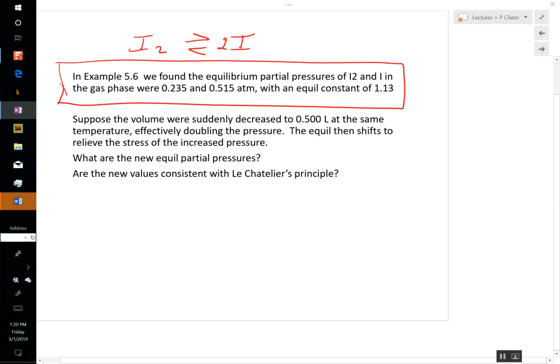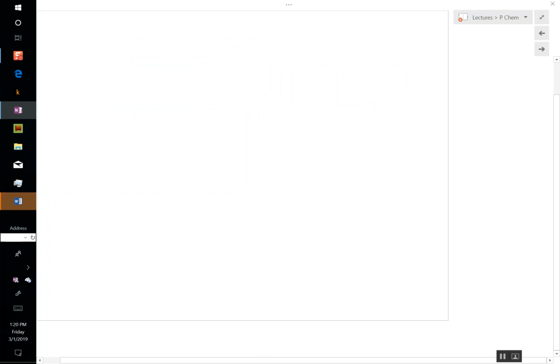I'm going to just leave this to you. If you want to address another problem, you would go back to example 5.6 that we did probably last Monday, where we got these numbers, and now they're saying, okay, what if the volume is being decreased? It was 1 liter. If you halve the volume to 0.5 liters, double the pressure, what happens to this whole thing? So we're not going to go into that right now, but it's there.